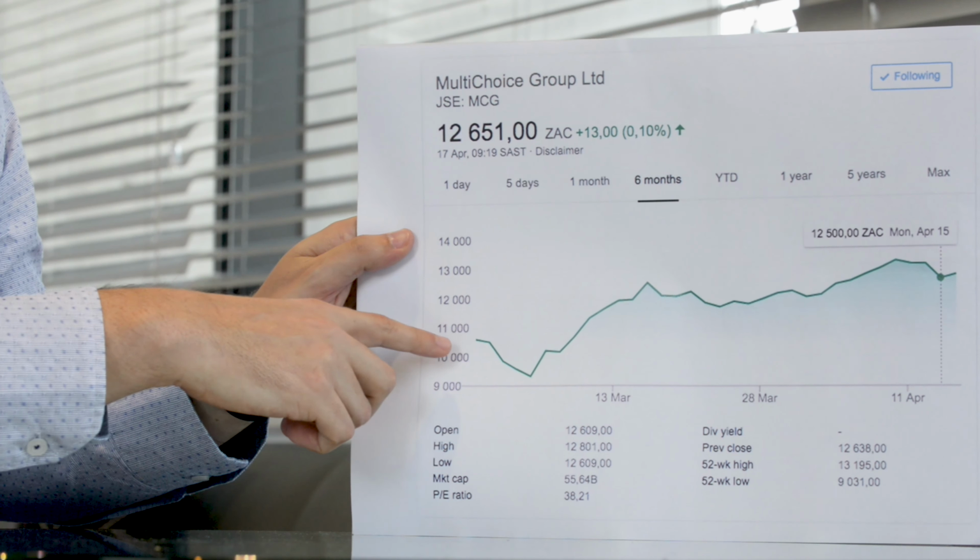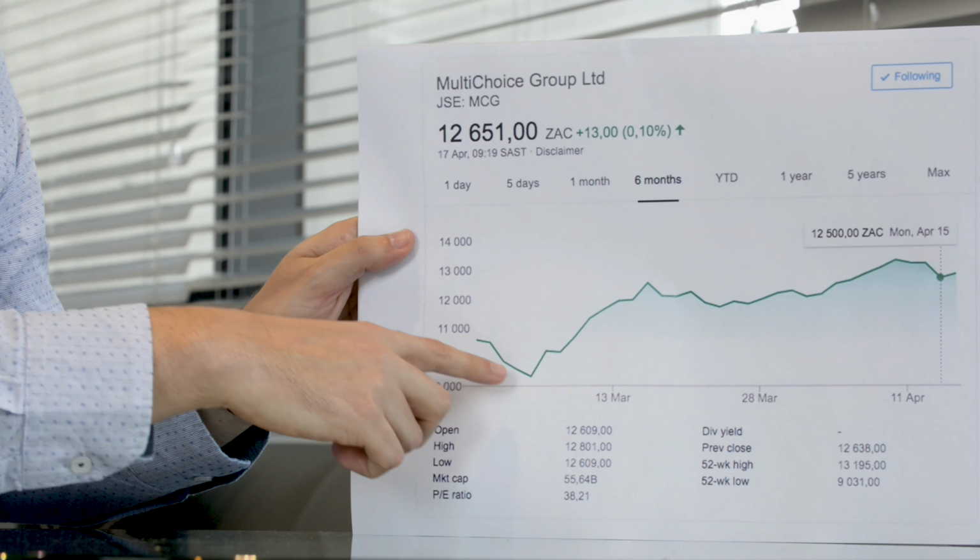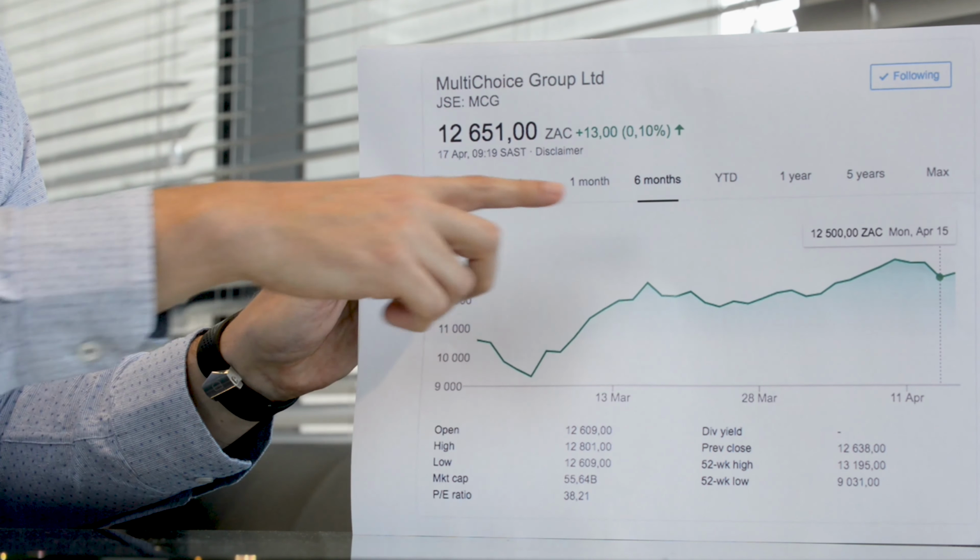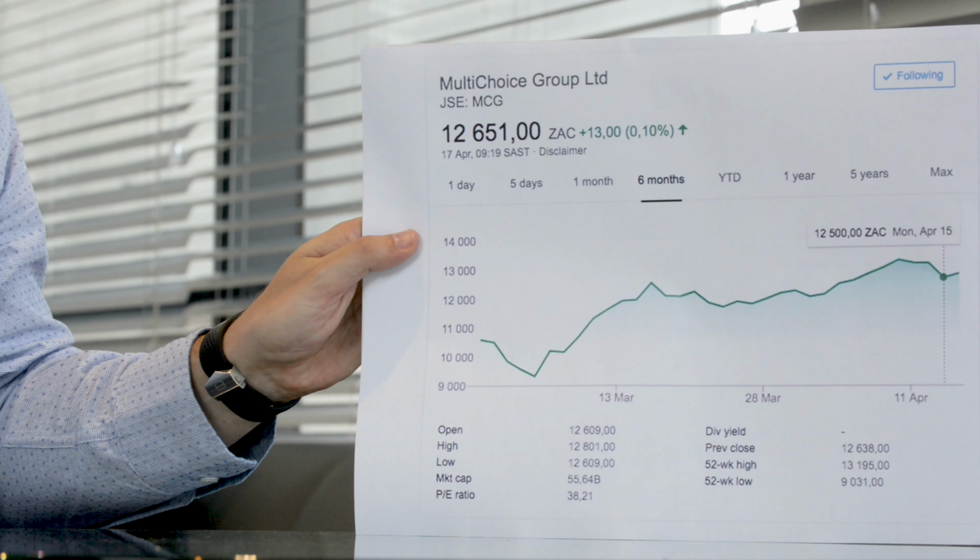From an opening listing price around 106, we dropped down to around 90 Rand, but since then we've rallied up to now sits at 125 Rand or so in the middle of April.